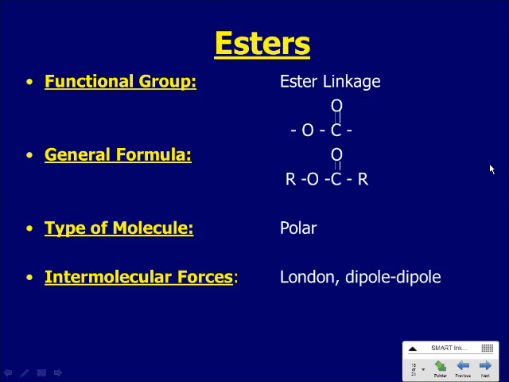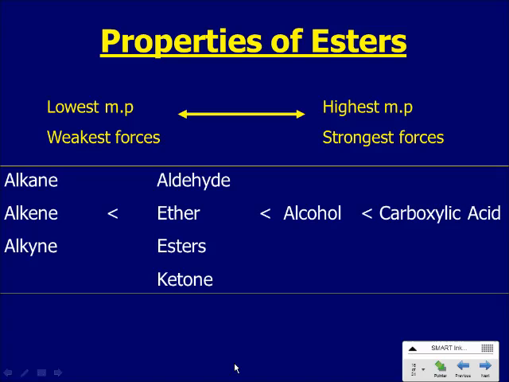So let's now talk a little bit about esters themselves. So it's called an ester linkage. It is polar, but it's only London and dipole-dipole. There are no H's bonded directly to the O. So we do not have hydrogen bonding here. It's not as polar as the carboxylic acid. It becomes less polar. That means you can now add your esters into that grouping with the rest of them that are just London dipole-dipole.